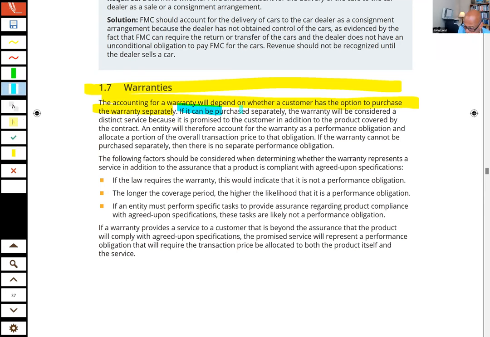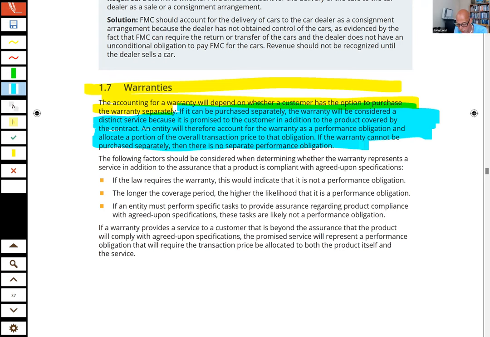If it can be purchased separately, the warranty will be considered a distinct service because it is promised to the customer in addition to the product covered by the contract. An entity will therefore account for the warranty as a performance obligation, an allocated portion of the overall transaction price. If the warranty cannot be purchased separately, then there is no separate performance obligation.